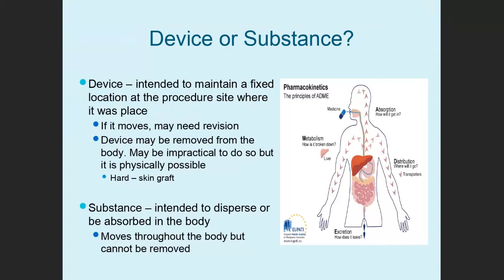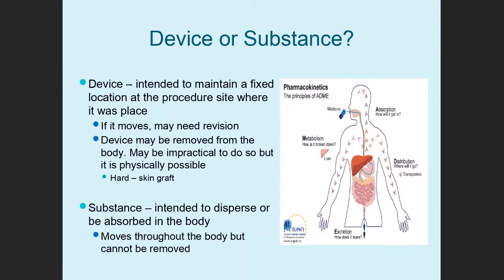PCS also defines the difference between a device and a substance placed within the body. A device is intended to maintain a fixed location at the procedure site where it was placed. So a device is put in the body and it stays there. If it moves, it may need revision to put it back where it's supposed to be. The device may be removed from the body. It may not be easy to do so, but it is physically possible. For example, a skin graft would be hard to remove once it takes place, but it would be possible to do it.